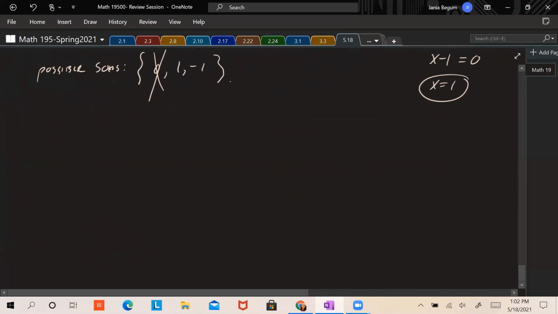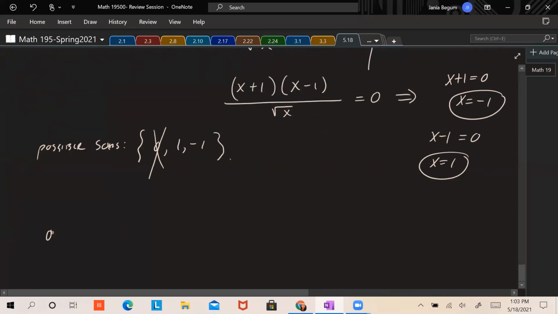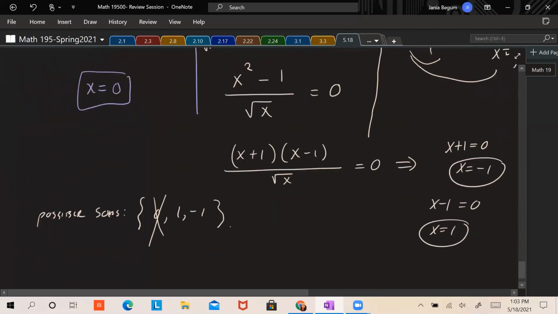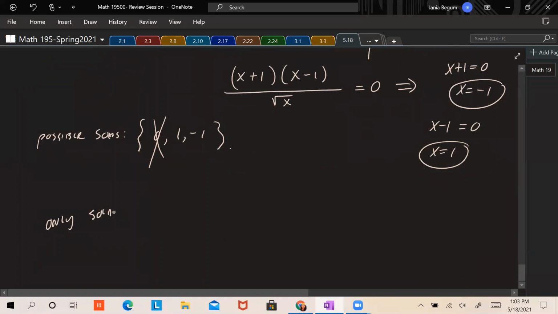Could you also say that you can't use -1 because if you put in a square root of a -1, that won't be a real answer? Exactly. So you can also look at that and make that observation. Correct. Cool. So the only solution we have is just x equals 1. Yeah. So there you go. Any questions?